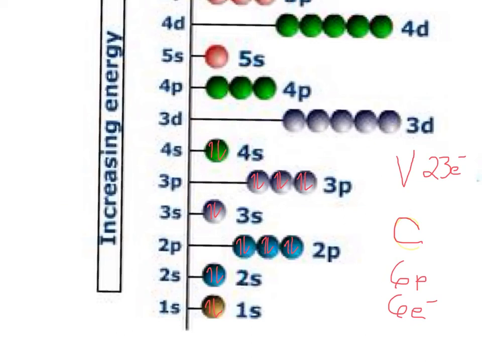So we have 3 more to go. 1, 2, 3. Hund's rule. There you go. There's 3 examples of how to fill these in.